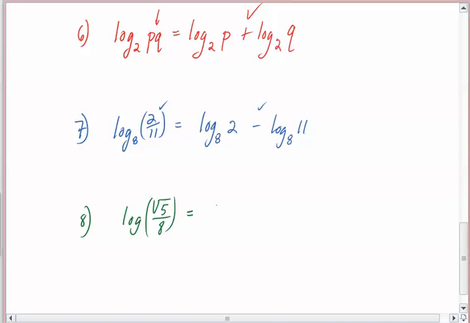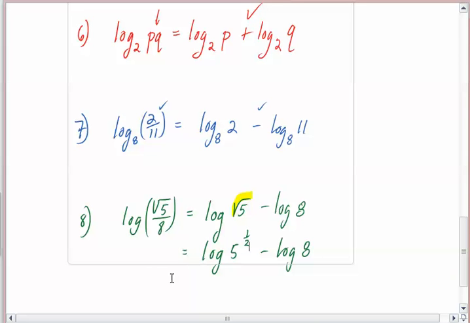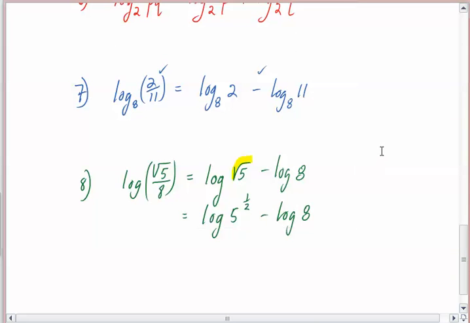So let's take a look at this one, and this is a common log, right? We don't have to write the base 10 when we see common logs. So we have log of the square root of 5 minus the log of 8. Now, we're not finished. What we need to remember is that this is really a rational exponent sitting out here as a 1/2. So I have the common log of 5 to the 1/2 power minus the common log of 8.